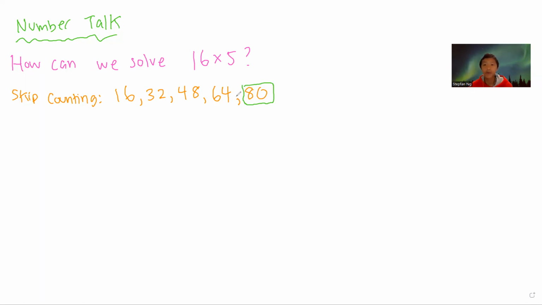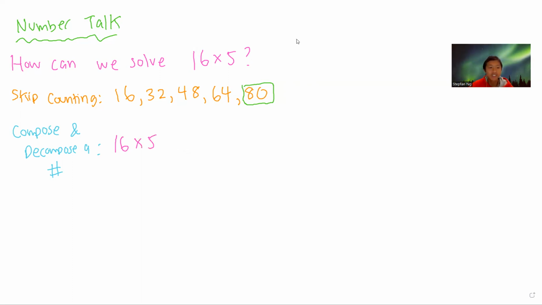Similar to the previous problem, we can do this breaking up method. We can break 16, we can break 5. A lot of times people like to call this composing and decomposing a number. So 5 is a good number. It's easy to do 5, 10, 15, 20, and so on. So why don't we decompose the 16? Okay, what can we rewrite 16 as?